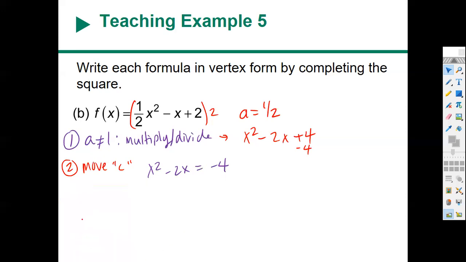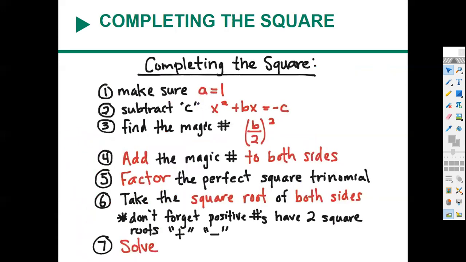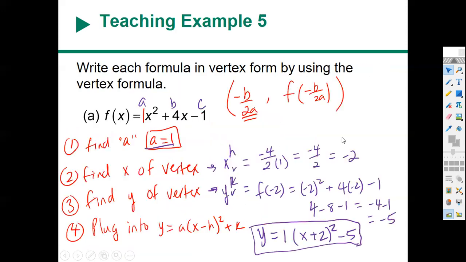Step 3, we're going to find our magic number. So our magic number equals, anyone remember how to find the magic number? There we go. It's just b divided by 2 squared. So if you're wondering what steps we're following, we're finding the magic number, and then we're at the part where it's b divided by 2 squared. Okay.